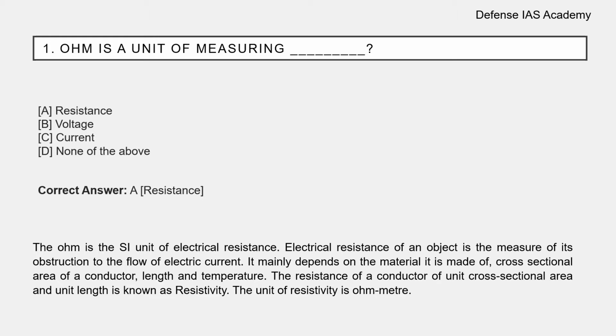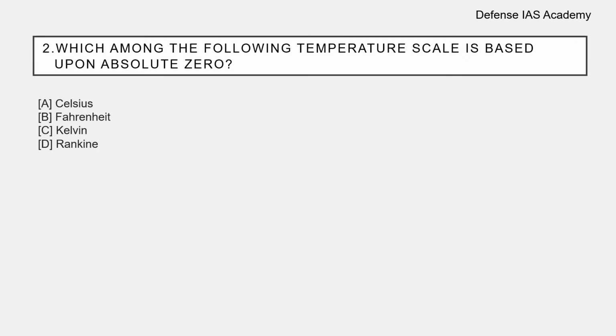The electrical resistance of an object is the measure of its obstruction to the flow of electric current. It mainly depends upon the material it is made up of, the cross-sectional area of the conductor, length and temperature. The resistance of the conductor of unit cross-sectional area and unit length is known as resistivity. The unit of resistivity is ohm meter.